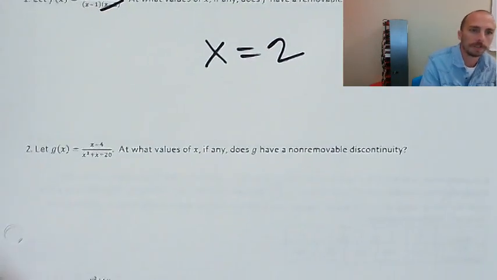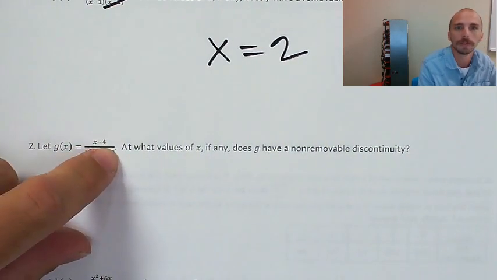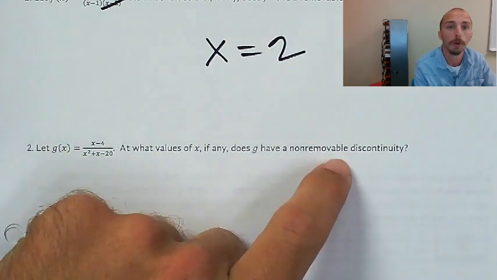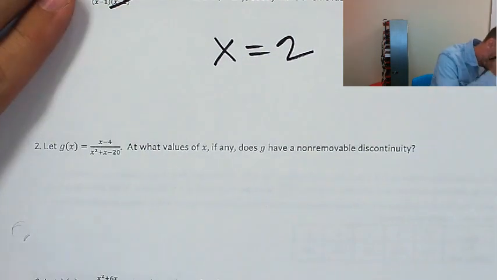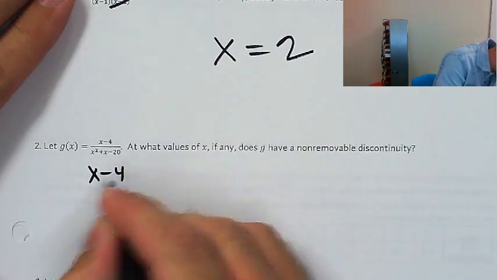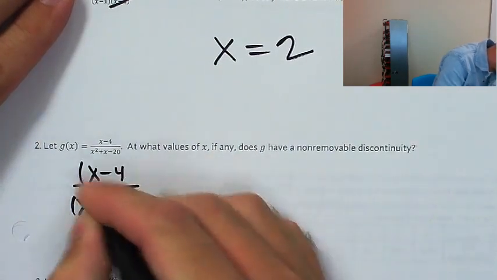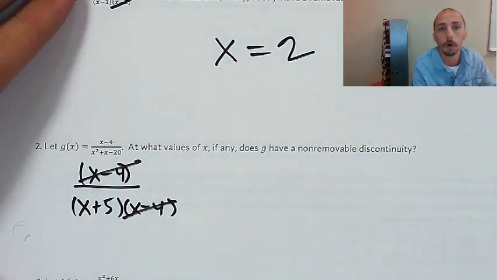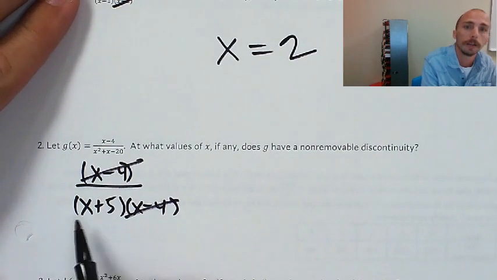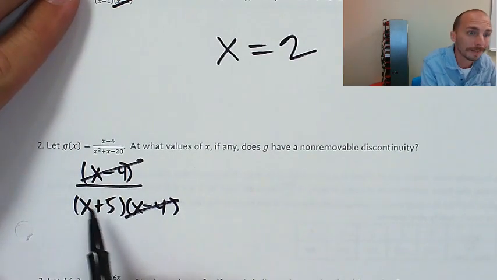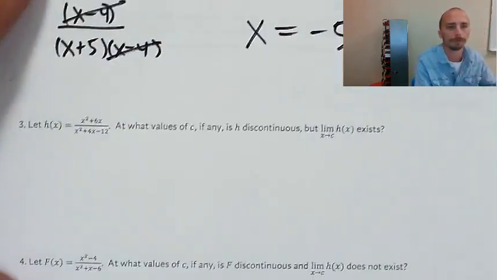Okay, at what values of x, if any, does g have a non-removable discontinuity? Well, it's probably not going to be 4, right? I bet that x minus 4 is a factor of this, and it'll be the other factor that's going to give us the non-removable, because non-removable in this situation is going to be a vertical asymptote. So this is x minus 4 over (x plus 5) times (x minus 4). We can cancel these off, so we know there's going to be a hole in the graph at x equals 4, but otherwise it'll look like the graph of 1 over x plus 5. That's 1 over 0 when x is equal to negative 5, so I'm going to say that's x equals negative 5 for the non-removable.